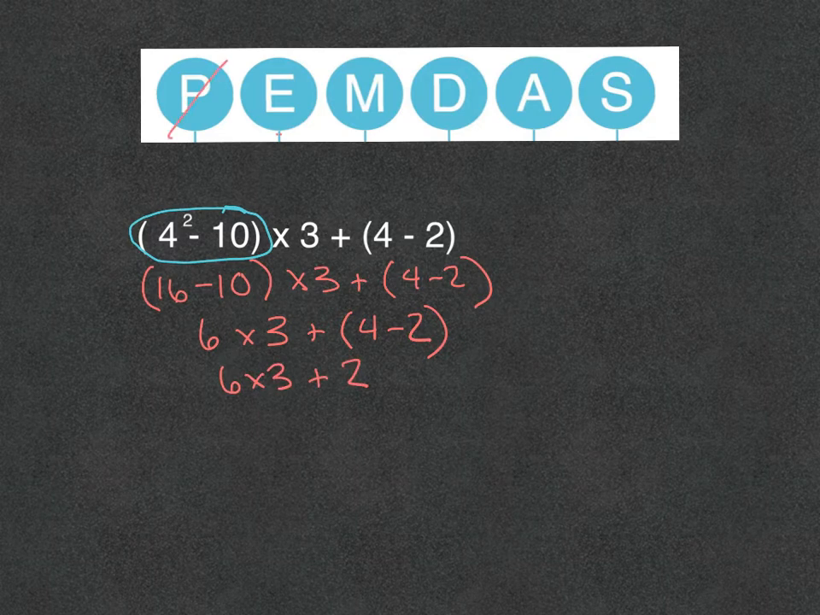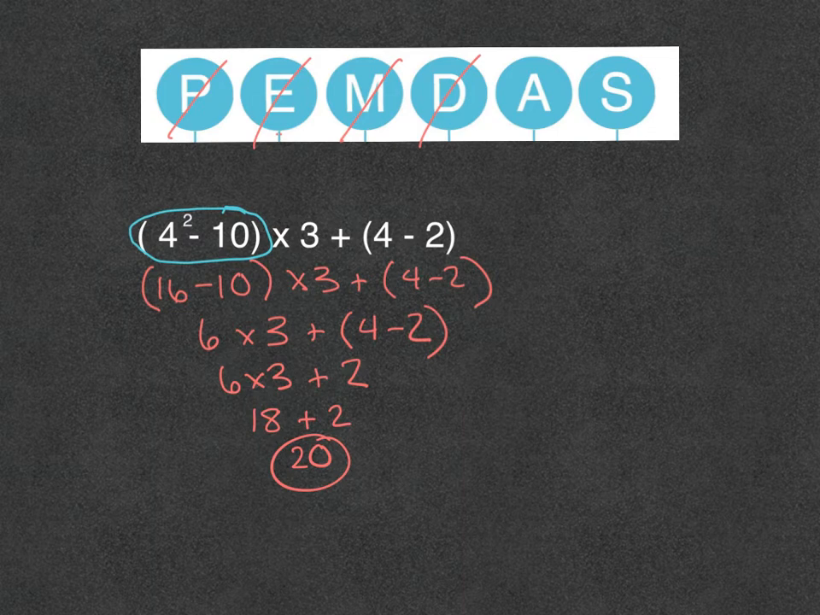So we've done parentheses. There are no exponents left. We have multiplication and division left. So 6 times 3 is 18. Done with multiplication and division. Now we're on to add subtract. 18 plus 2 is 20. And that problem is done.